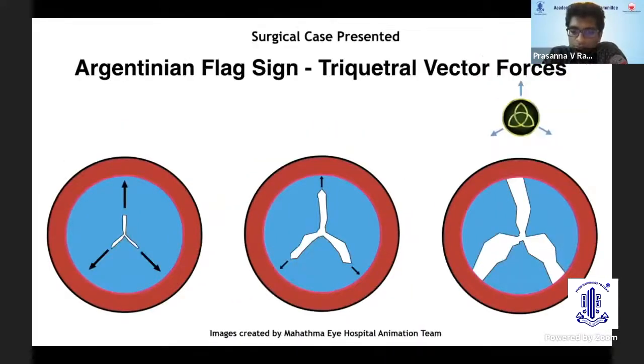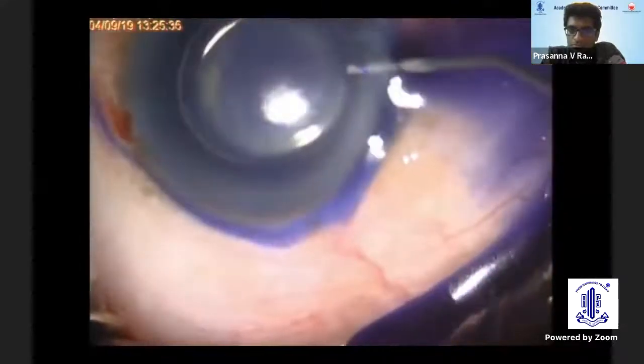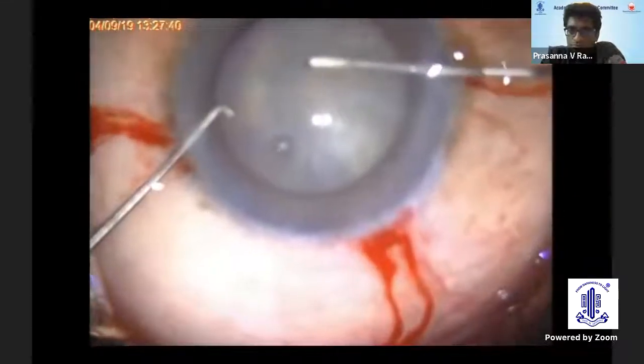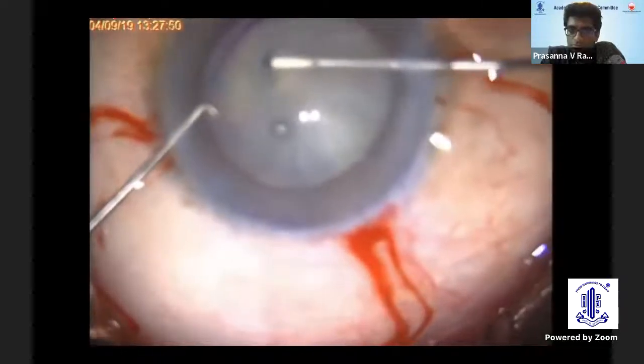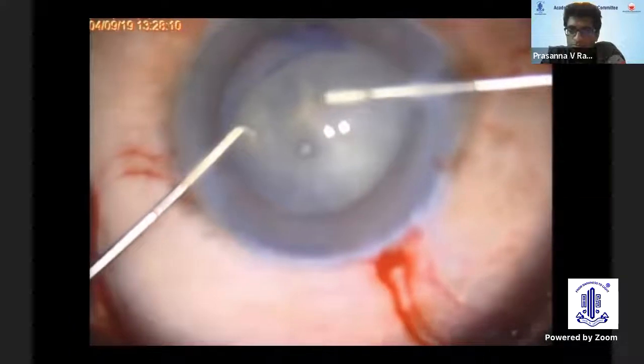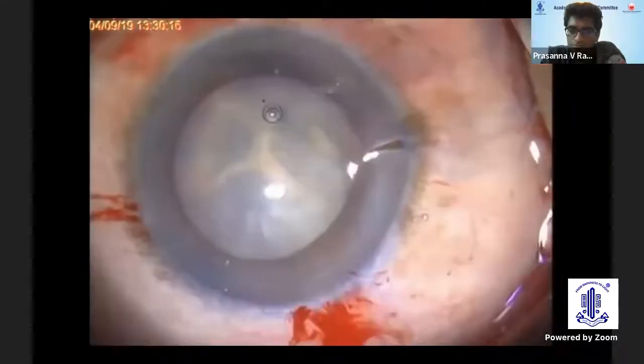In the case for presentation, once the nick was made, not 2 but 3 vectoral forces, that is triquetral forces, acted, causing 3 radial tears up to the equator. In this surgical case, there were 3 anterior capsule radial flap tears along with an iatrogenic corneal tear at the side port. Once the nick was made, there was an inverse Y-shaped tear starting to propagate equatorially, and due to sudden withdrawal of the cystitome outside the anterior chamber as a shock response by the novice surgeon, an iatrogenic corneal tear was made.